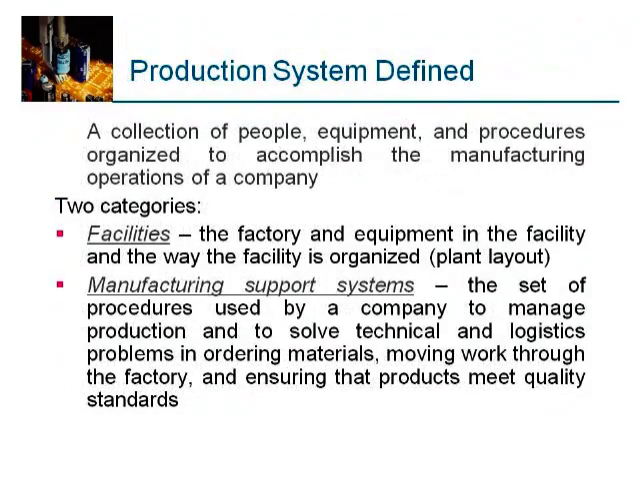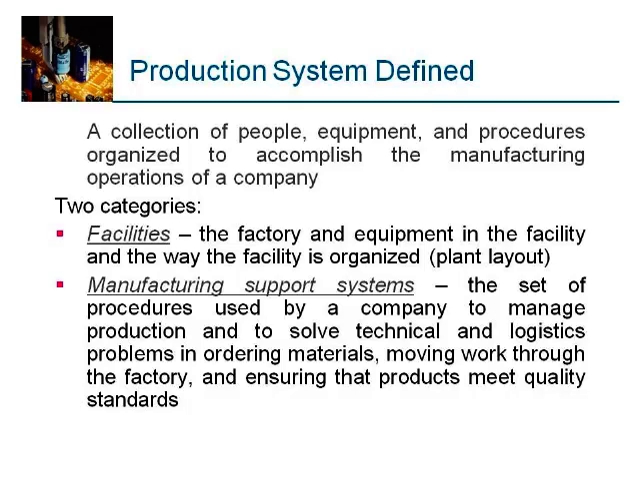So now let us define what is called a production system. A collection of people, equipment and procedures organized to accomplish the manufacturing operation of a company is called the production system. There are two categories of production systems: facilities are part of it and manufacturing support systems are part of it. The factory and the equipment in the facility and the way the facility is organized. The way the facility is organized, we call plant layout. All of these are called facilities.